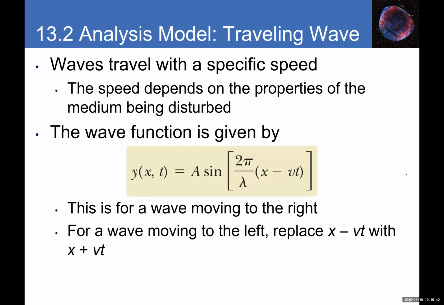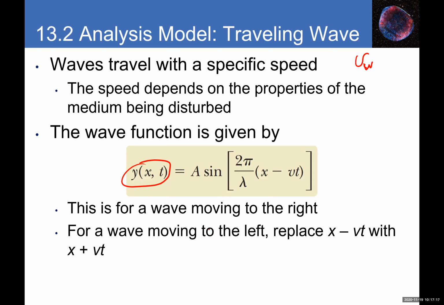Now, if you're talking about this specific type of graph where you have y of x comma t, the waves travel with a specific speed, which is usually known as the speed of the wave. The speed depends on the properties of the medium being disturbed. Now we're going to write this wave function as a sine of 2 pi over lambda times x minus vt. Again, lambda is the wavelength, and x minus vt is the function representing the shape, which repeats after every distance vt.